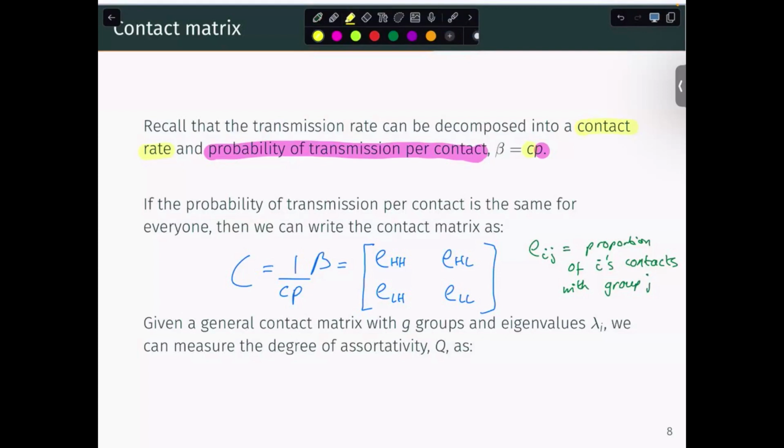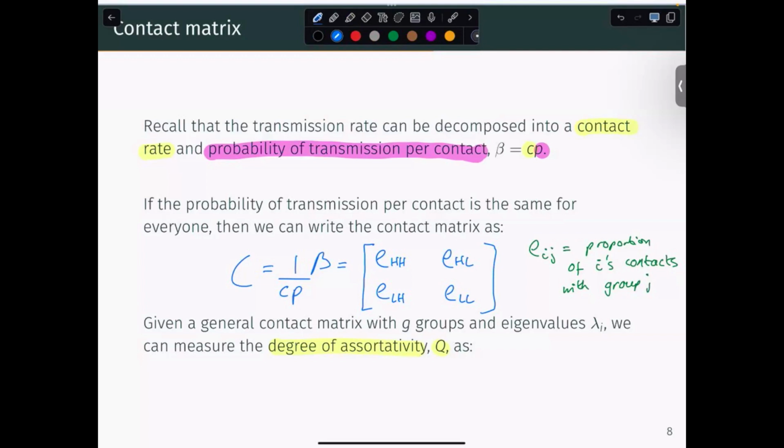So the degree of assortativity is telling us, this matrix, call it capital Q, is telling us the extent to which, or I'm sorry, Q is not a matrix, Q is this measure here. It's telling us the extent to which individuals mix with individuals who are like that. So how assortative is this matrix?